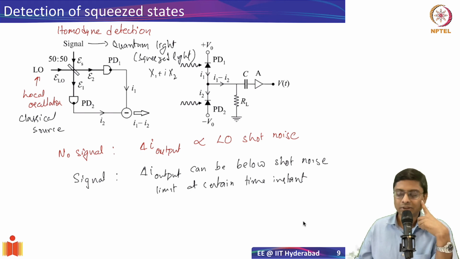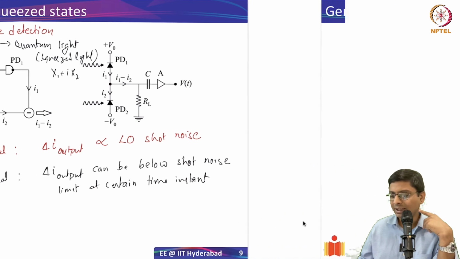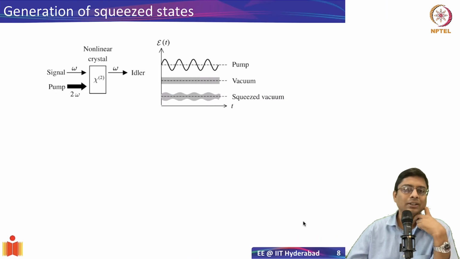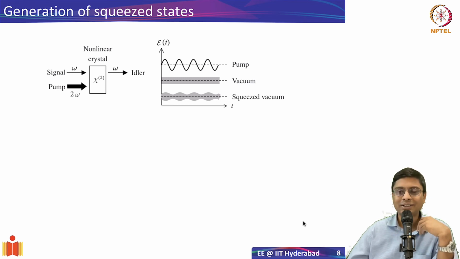All right. Now, the last thing that I want to mention is the generation of squeezed states. We assumed that they're just appearing out of thin air so far, but they don't. We have to generate them. And that involves an area of optics known as nonlinear optics. That's the most common way of doing it.